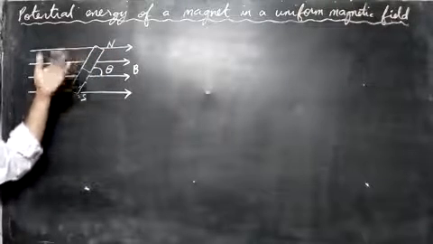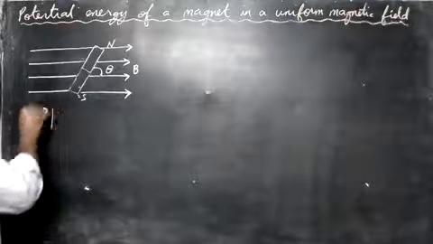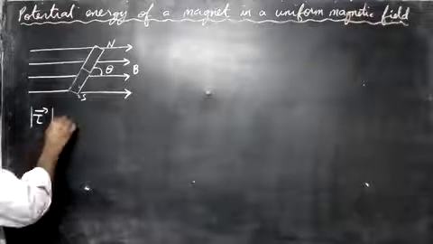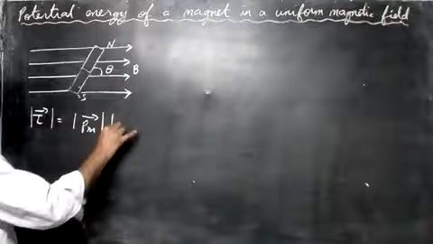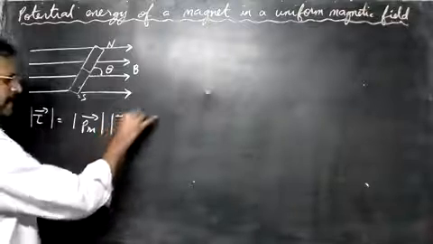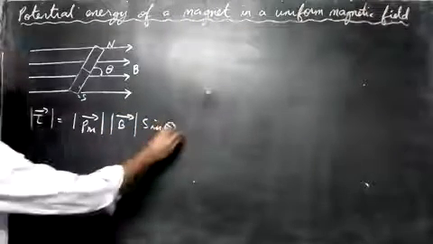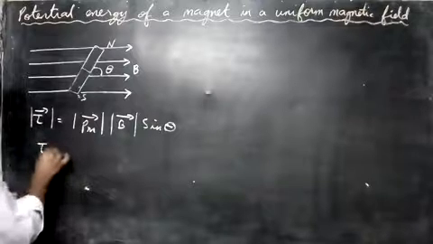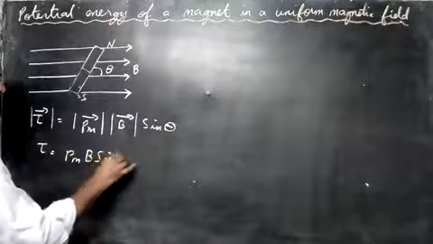We already derived an equation for torque. The magnitude of torque is equal to the magnitude of the dipole moment times the magnitude of the magnetic field times sine theta. So if you write it simply, torque tau is equal to Pm B sine theta. This derivation we already learned.